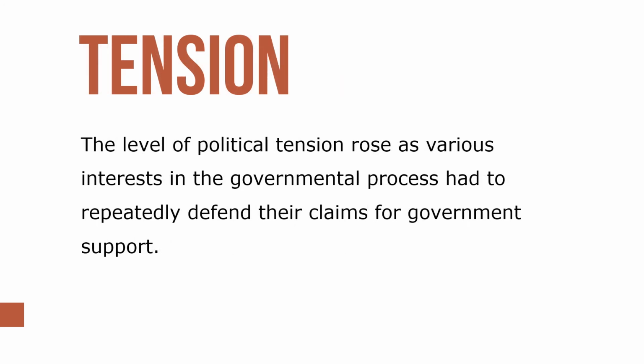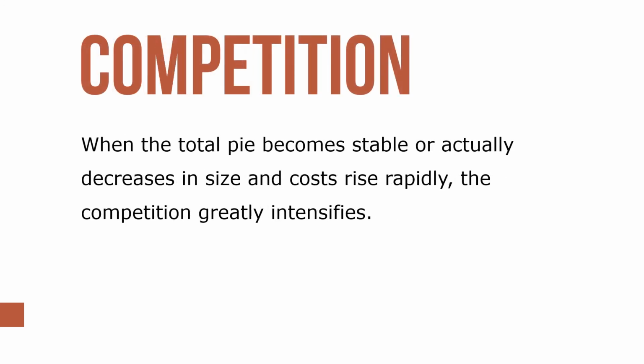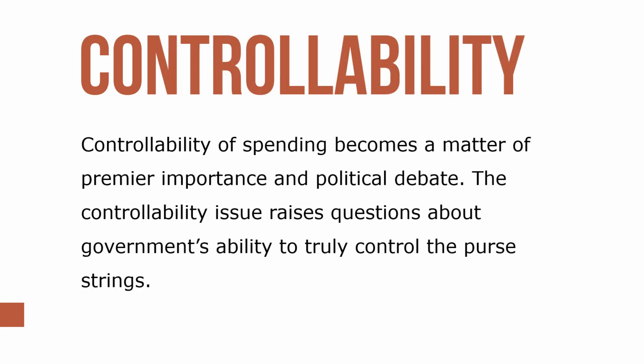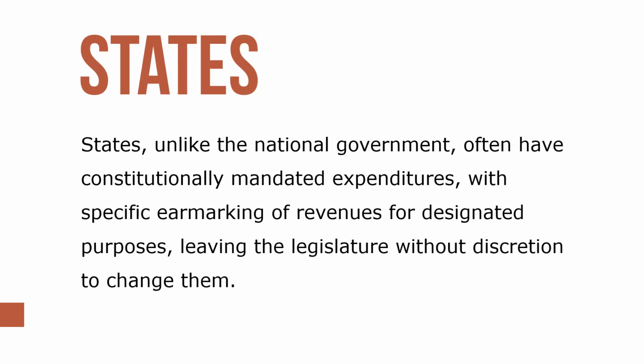The level of political tension rose as various interests in government processes had to repeatedly defend their claims for government support. When the total pie becomes stable or actually decreases in size and costs rise rapidly, the competition generally intensifies. Controllability of spending becomes a matter of premier importance and political debate. The controllability issue raises questions about government's ability to truly control the purse strings. States, unlike the national government, often have constitutionally mandated expenditures, with specific earmarking of revenues for designated purposes, leaving the legislature without discretion to change them.